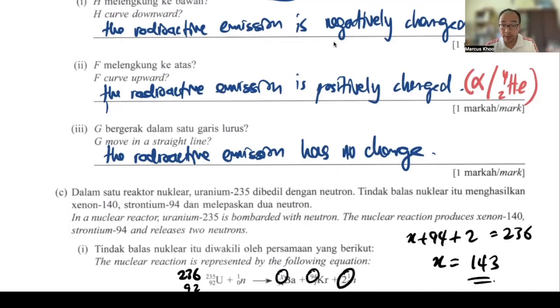You do the same thing with the bottom part. Hold on, let me write this off first. For the bottom part, the 92 equals 54 plus Y plus 2 times 0.